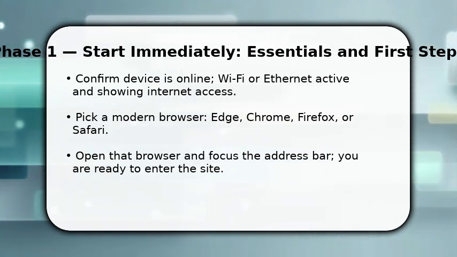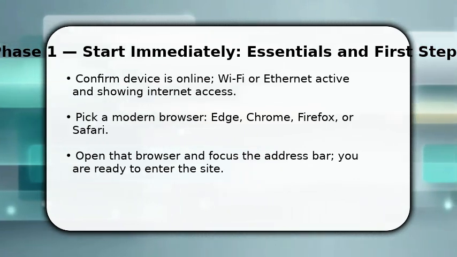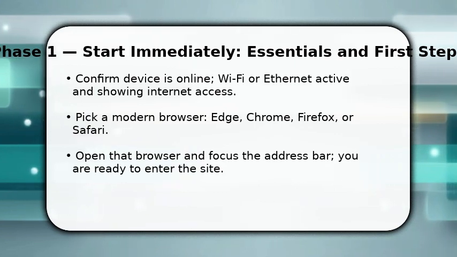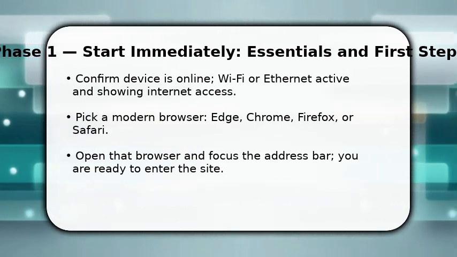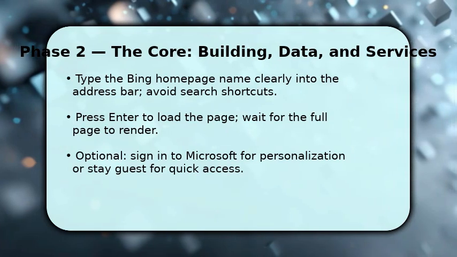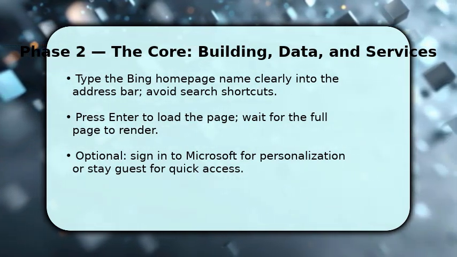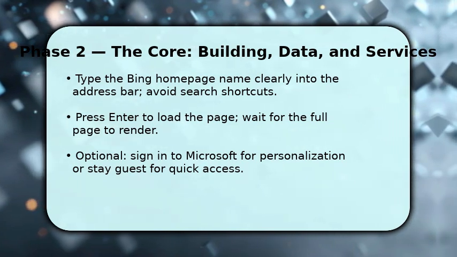Open the browser now, make sure the address bar is selected, and prepare to enter the Bing homepage name. Once done, you'll proceed directly. This avoids app stores, extensions, or extra steps and gets you to Bing fast and reliably. You will type the Bing homepage name into the address bar and press enter. This is the direct, only way in this workflow to open Bing quickly.